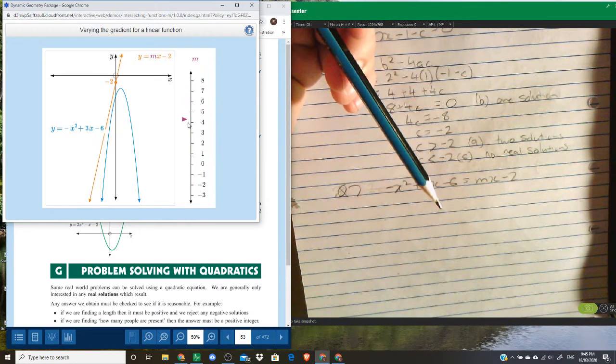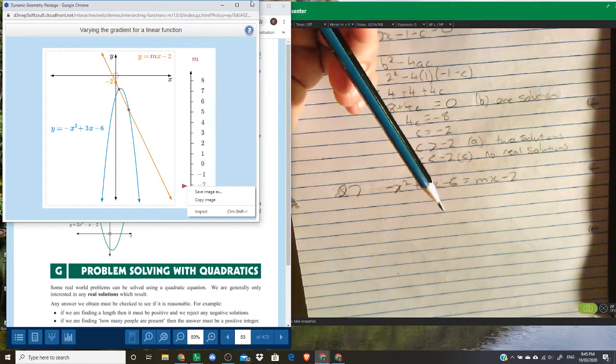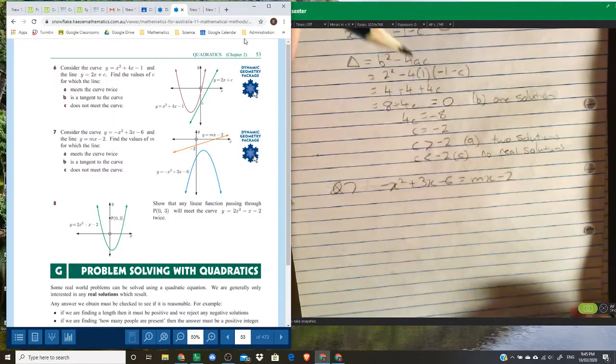Well, what if I swung it right around the other way? 0. Okay, ooh, minus 1. And then there's other solutions. There's double solutions. Okay, that's interesting. So let's see how that pops up.